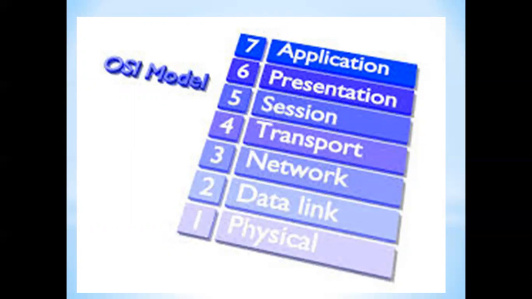The example of the physical layer protocol is RS-232 and RS-449 standards. Second layer is data link layer.